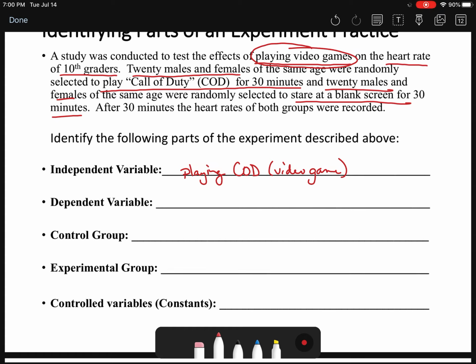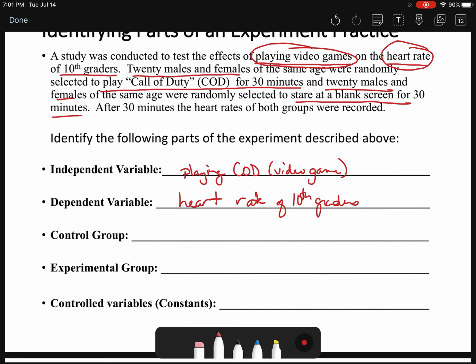The dependent variable, what is it we're going to measure? Well, they're testing the effects of playing video games on the heart rate of the 10th graders. So heart rate, is that something we can measure? It sure is. So again, your dependent variable is what you are measuring. So it is the heart rate of 10th graders.